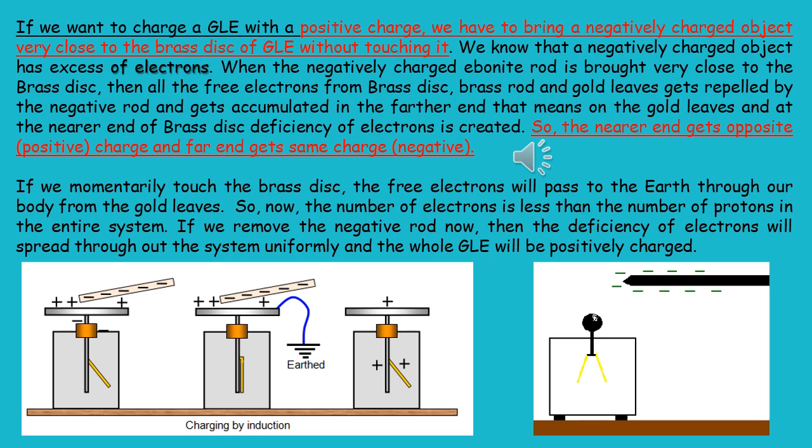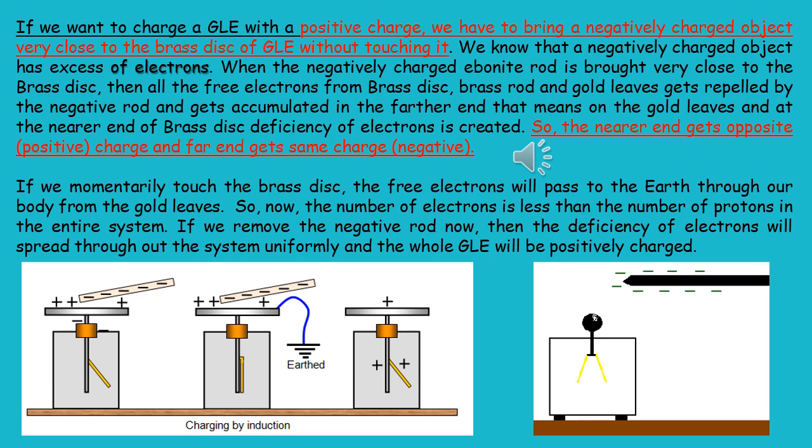If we want to charge a gold leaf electroscope with a positive charge this time, we have to bring a negatively charged object very close to the brass disc of the GLE, but we won't touch it. Now we know that a negatively charged object has an excess of electrons. So when a negatively charged ebonite rod is brought very close to the brass disc, then all the free electrons from the brass disc, brass rod and gold leaves get repelled by the negative rod and get accumulated in the further end, that means on the gold leaves.